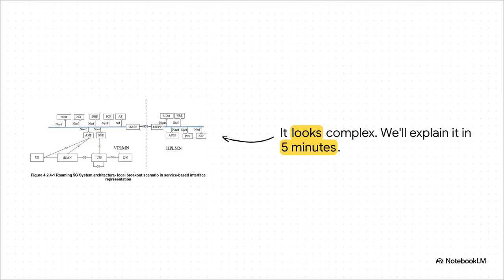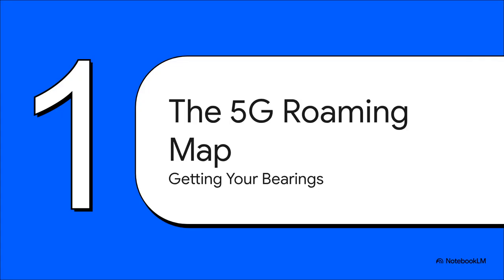Okay, so this is it, the official 3GPP architecture for 5G roaming. And yeah, at first glance, it looks like a total mess of acronyms and lines. It's a little intimidating. But I promise you, by the end of this short explainer, you're going to be able to look at this and see a clear, simple story, not just a confusing chart. All right, so think of me as your tour guide for this thing.